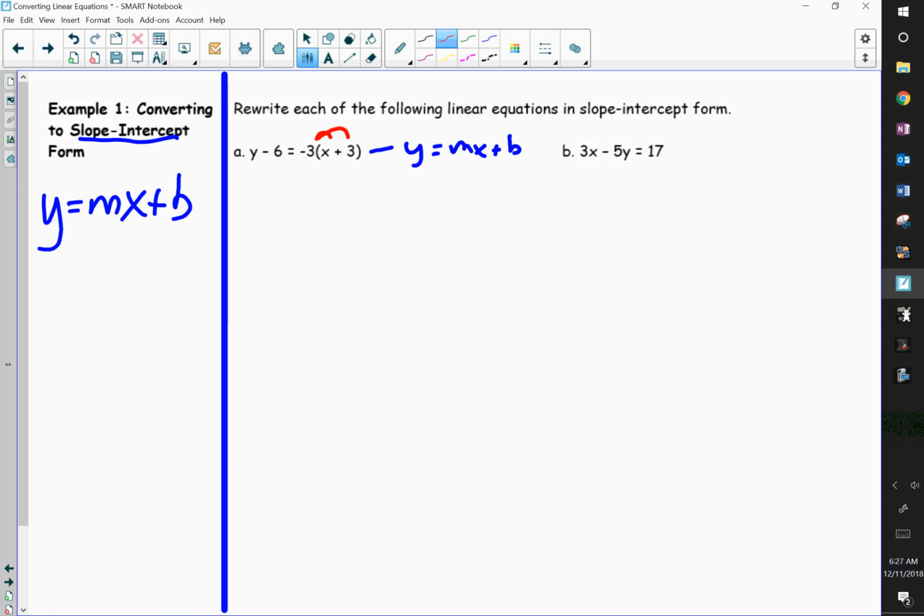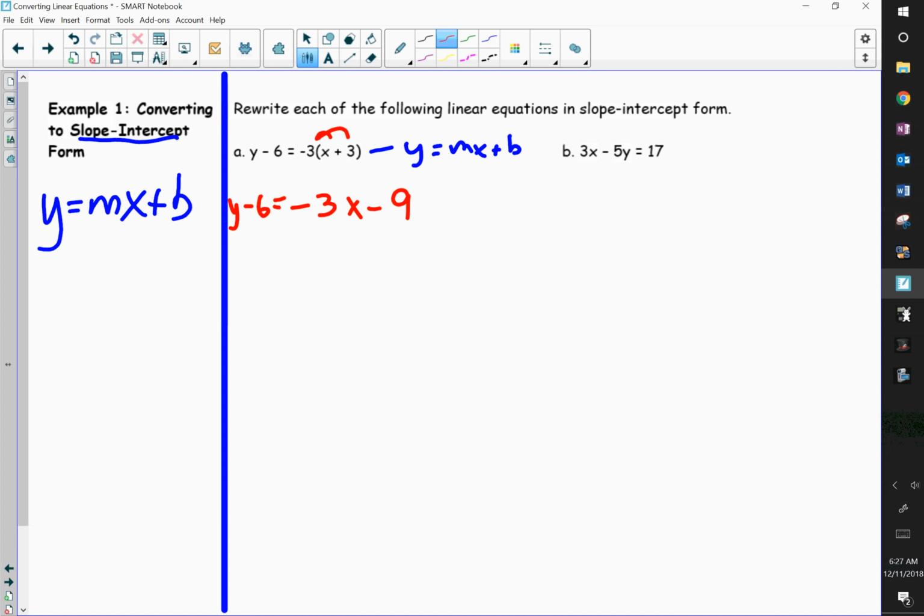Now you've done this before. We did this in example previous. So you distribute the -3. -3 times x is -3x. -3 times 3 is -9. And then on the left-hand side, it's y minus 6.